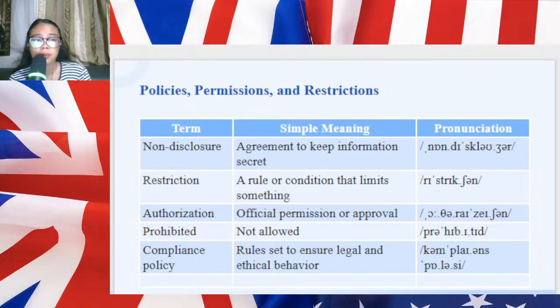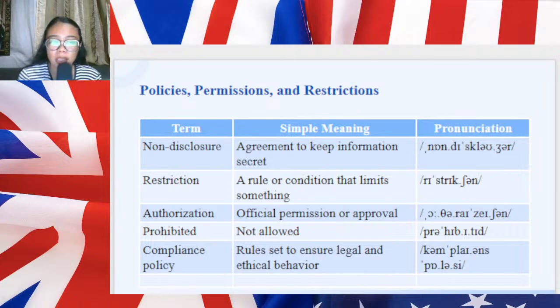Fourth term is prohibited. Again, this is prohibited. Now, prohibited basically means not allowed. Expressly forbidden or not allowed by law, by rule, by policy, or regulation. So it indicates a clear and absolute restriction against a particular action, a particular behavior, or use.